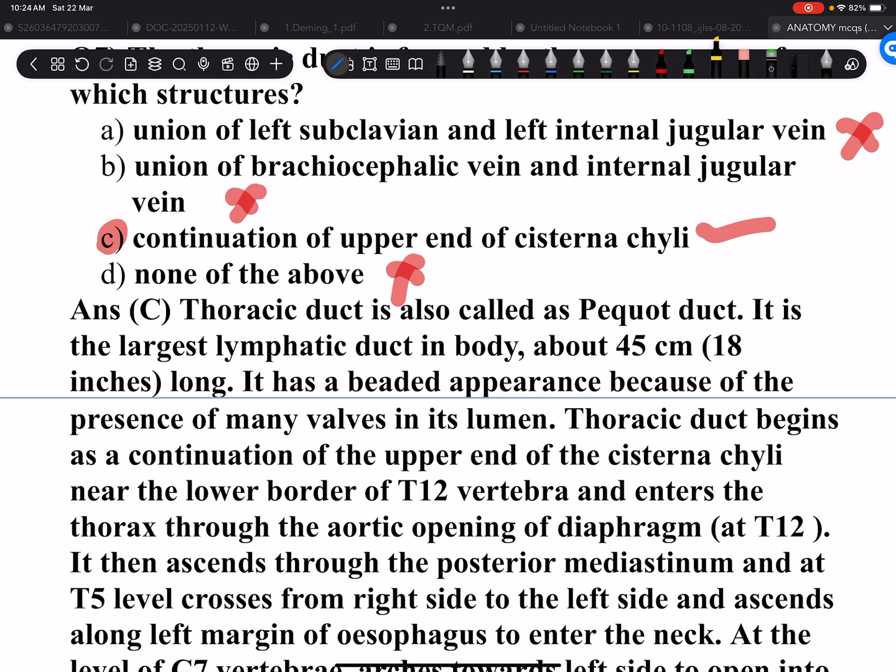Let's explain this. Thoracic duct is also called the Pecquet duct. I have put the explanation because you will be learning some other points, some other one-liners also. We are not only discussing one question, we'll be discussing multiple questions through one question set, right? It is the largest lymphatic duct in the body, about 45 centimeters and 18 inches long. It has a beaded appearance because of the presence of many valves in its lumen.